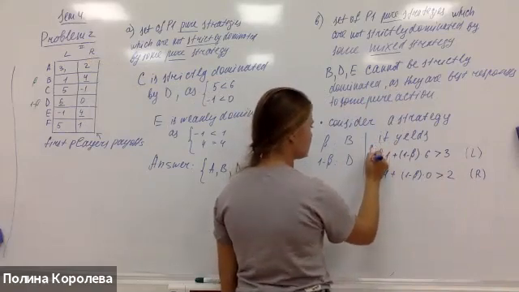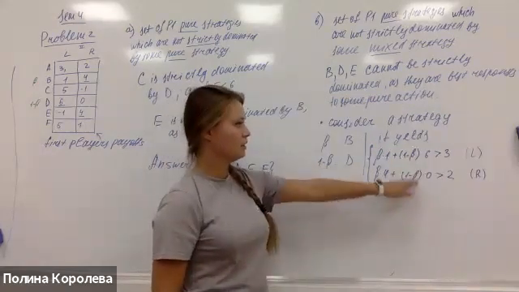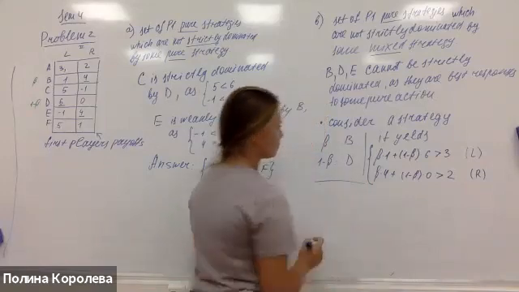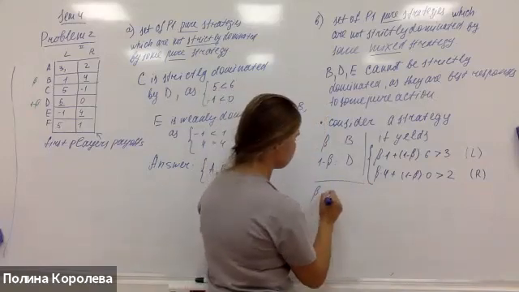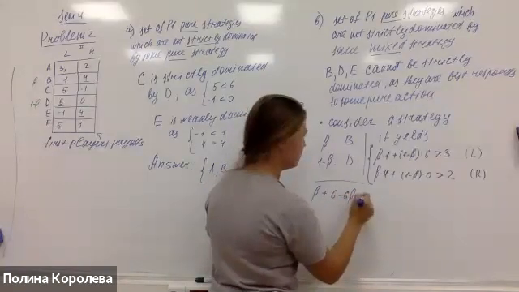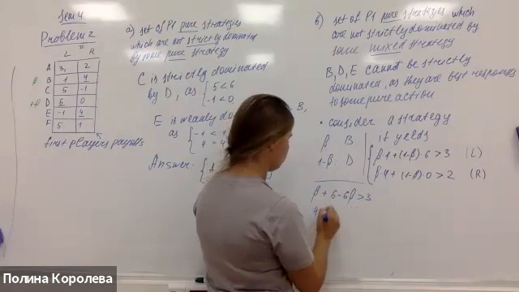And this is the system. Okay, so let's solve. Beta plus 6 minus 6 beta greater than 3. 4 beta greater than 2.